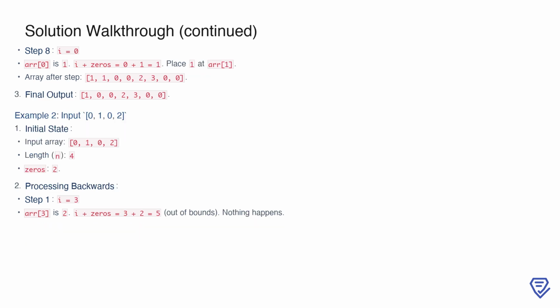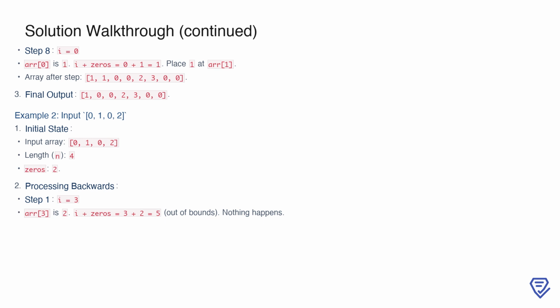At the final step, I equals 0, the value is 1. With I plus zeros equals 1, we place 1 at index 1. The resulting array now looks like 1, 1, 0, 0, 2, 3, 0, 0, but since we are only modifying the original array in place with the same length, the final valid output is 1, 0, 0, 2, 3, 0, 0. This marks the completion of example 1.